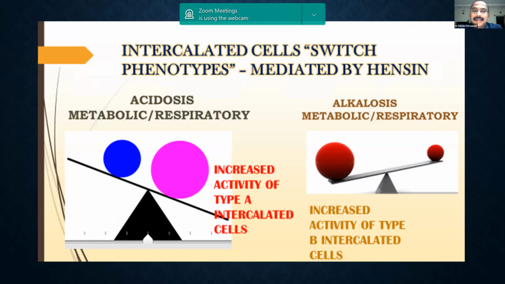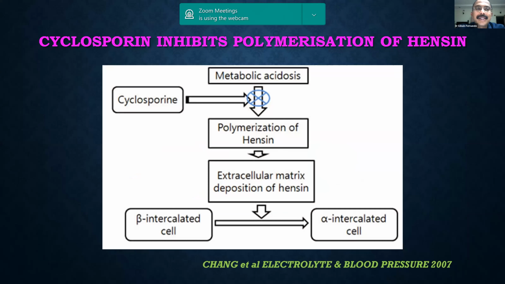So these intercalated cells switch phenotypes mediated by a substance called hensin. There is increased activity of type A intercalated cells and increased activity of type B intercalated cells, depending upon whether the acidosis is metabolic or respiratory, or if it is alkalosis. So what is this hensin?